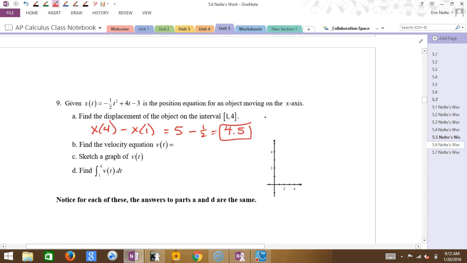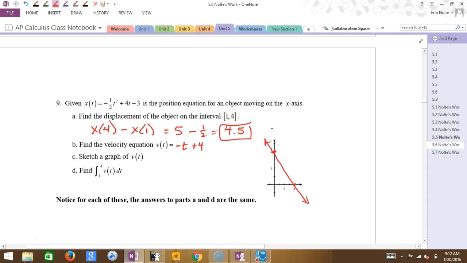How do you find velocity given the position function? Derivative. So what's the derivative? Negative t plus 4. Okay, so then it says to graph that. So I would start with a y-intercept of 4, a slope of negative 1, which is going to hit my x-intercept at positive 4, right? I go down 1 over 1.